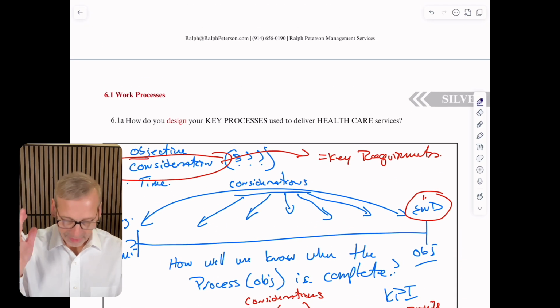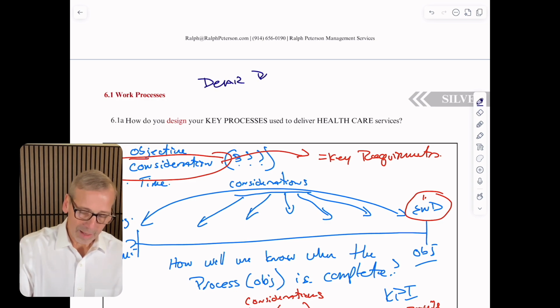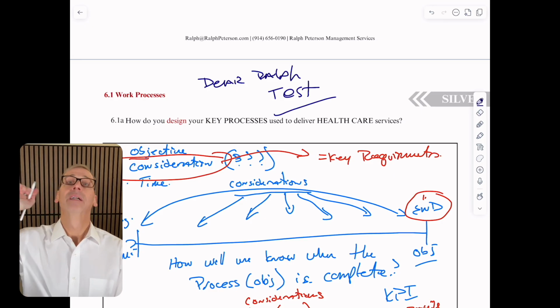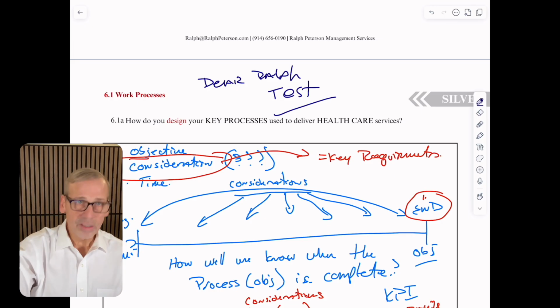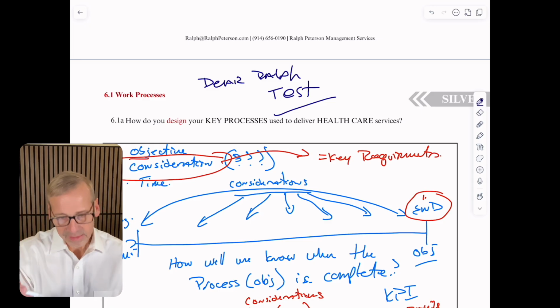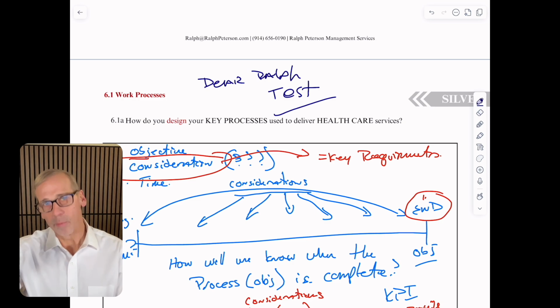When you're writing your answer to how do you design a key work process, use the Dear Ralph test. I should be able to follow along with your answer and be able to create a design, a work process, a healthcare process, just following your step-by-step instructions. Think of a job routine. We do this, and then we do this, and this is what I want you to do. I want you to do this, and then I want you to do this.